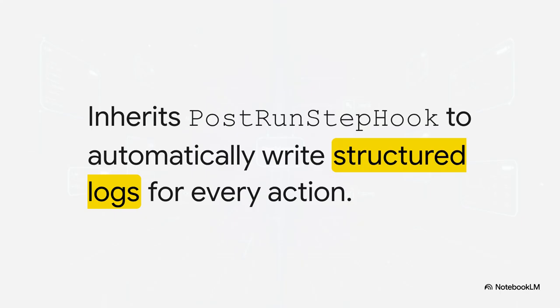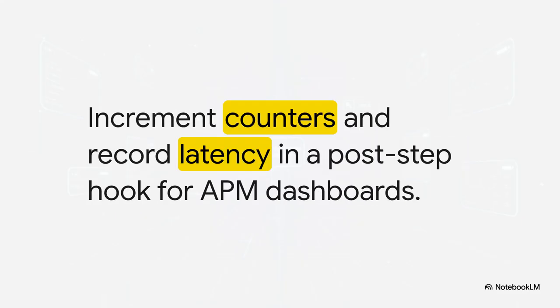So instead of forcing every single developer on your team to remember to log their actions, which, let's face it, never happens, this one single hook automatically writes structured JSON. It pulls sequence IDs, app IDs, and error metadata for every single action across your entire state machine. Check out this next snippet.